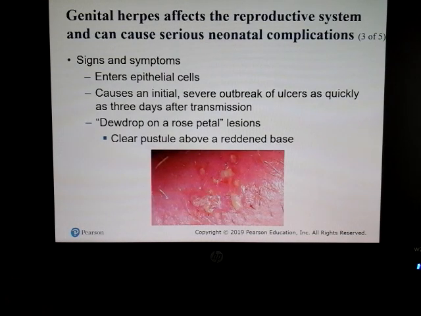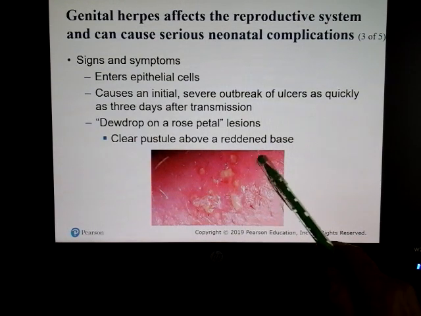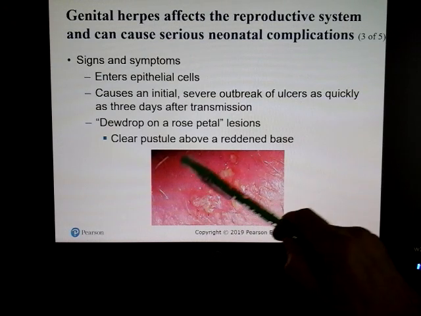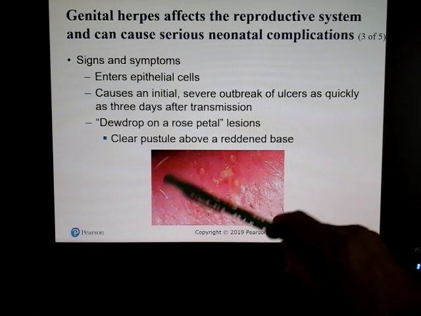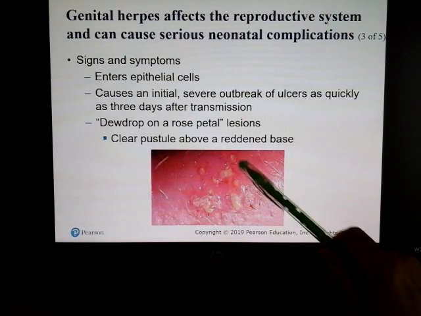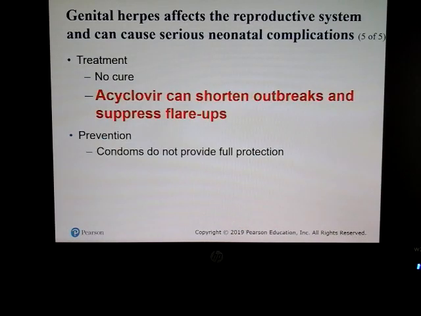Now, signs and symptoms, if you take a look here, guys, you can see the pustules here, and right below it, you see how reddened that area is. They call this a dewdrop on a rose petal lesion. I don't think I'd want that rose petal or dewdrop, but that's what it actually looks like. The treatment would be acyclovir, so please know that for your final. Acyclovir will treat herpes infections.